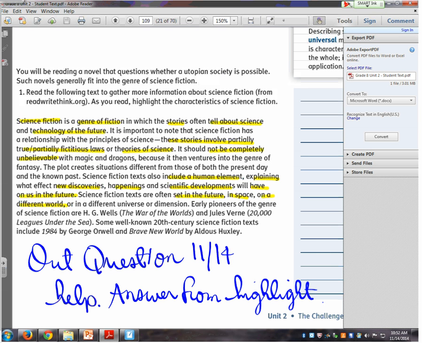So how does The Giver talk about science and technology in the future? How is The Giver partially true but has partially fictitious laws? How is The Giver not completely unbelievable? How is The Giver set in the future, in space or a different world? So you're going to look at some of these highlighted pieces in order to help you define how The Giver is science fiction. So again, you will come back to this passage at the end of the class period when you're getting ready to answer your OAQ. All right, go ahead and turn to the next page, and we're going to move on with our textual analysis.